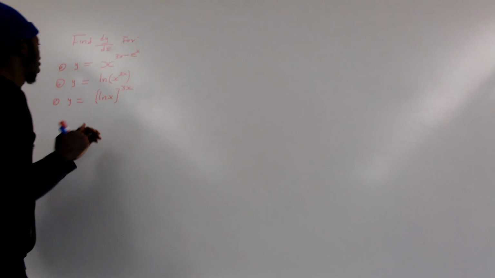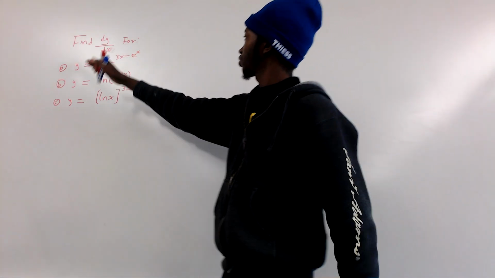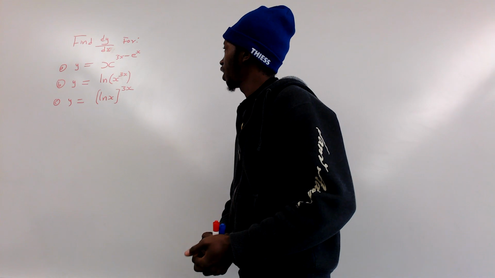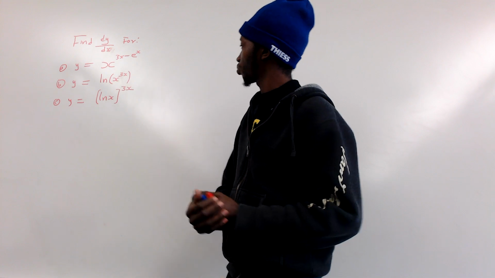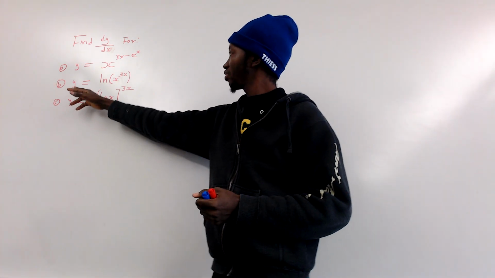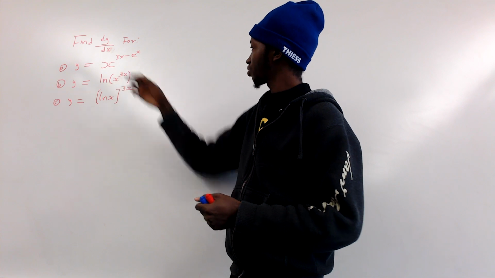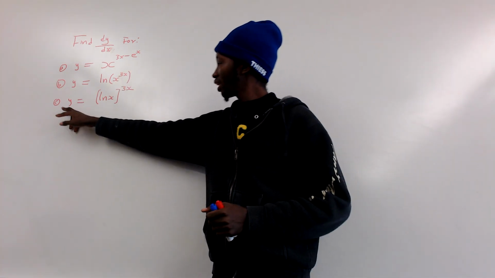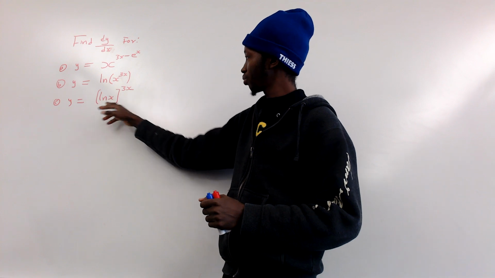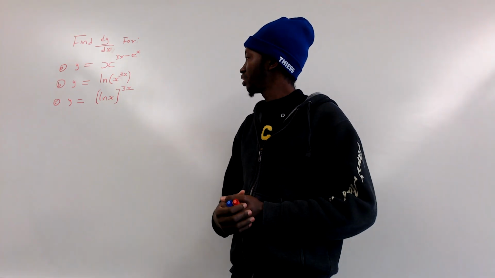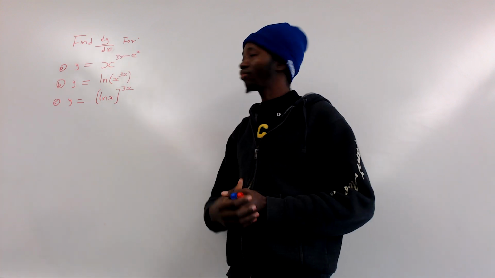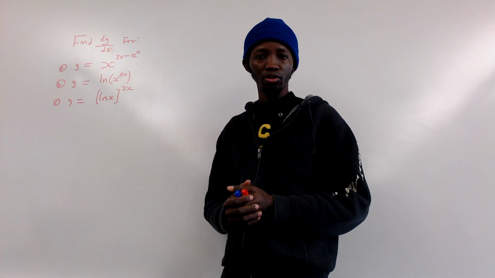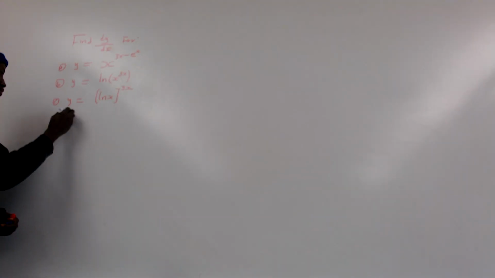Greetings all, and we are required to find the first derivative of the following functions. The first function is given as y equals x raised to the power 3x minus e raised to the power x. The second function is given as y equals ln of x raised to the power 3x. And the last function is given as y equals (ln x) all raised to the power 3x. So we are given these three functions and we are required to find the first derivative of each of them. We start with the first one.